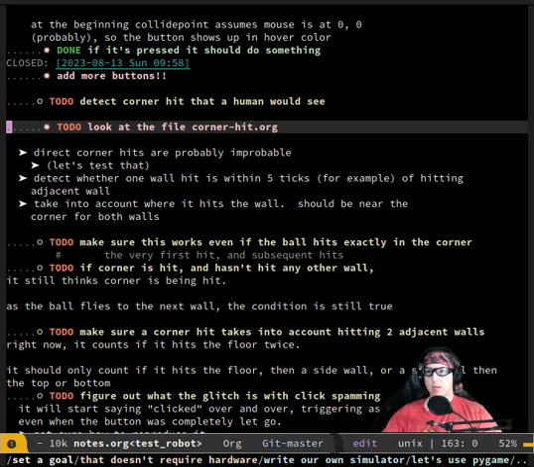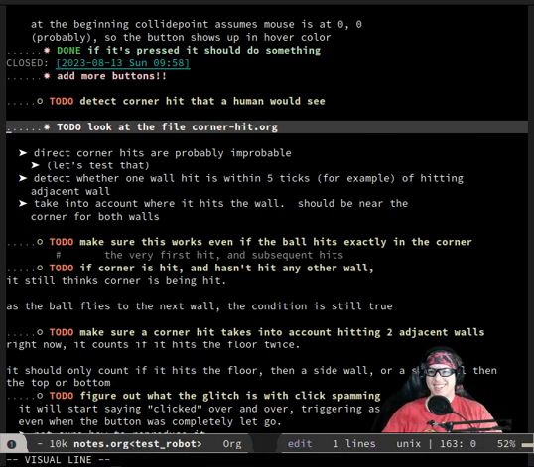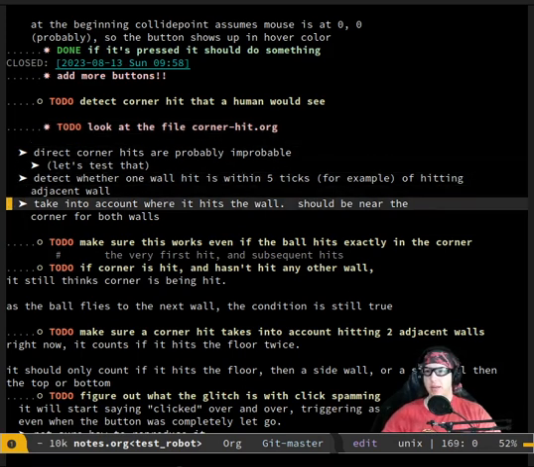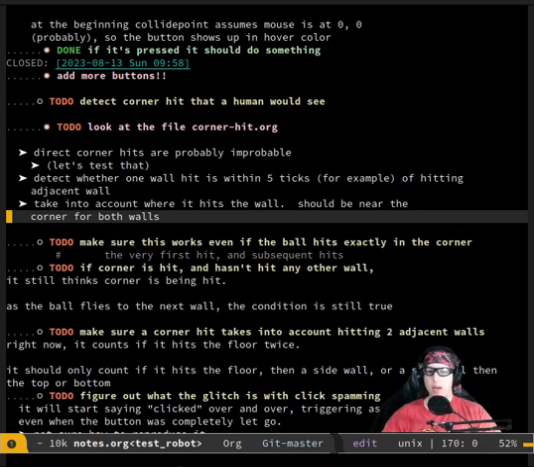Oh, there's a to-do. Look at a file, cornerhit.org. No, I was looking for a note that said use four different variables, because I'm pretty sure that's what you said at the end of the session last time. Or maybe I said it. But the four different variables are which wall did we hit, which wall are we hitting now, what location are we, and what location were we. But yeah, anyway.